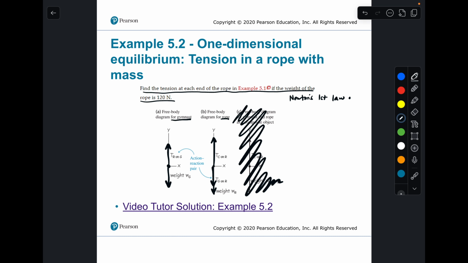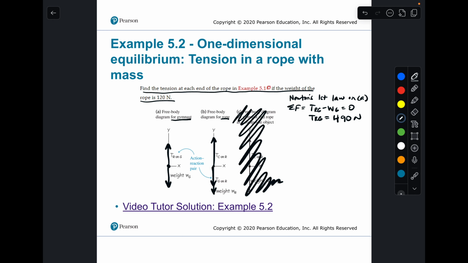On figure A, the sum of all the forces is going to equal T_RG minus W_G, which equals 0. And we knew what W_G was. W_G was 490, right? So what we found is that T_RG is simply equal to 490 newtons.